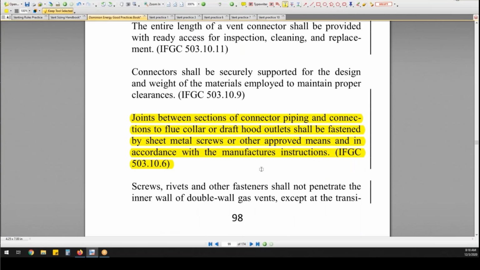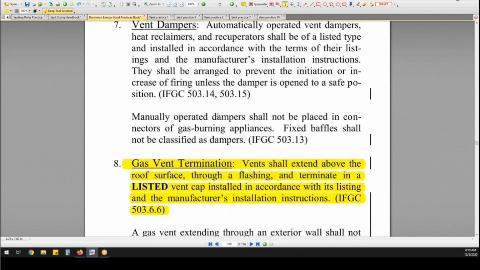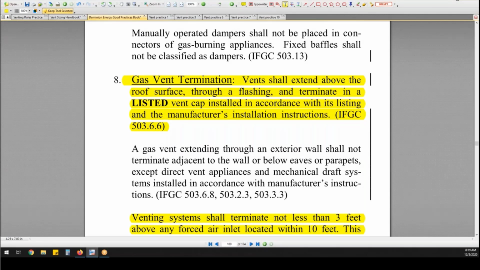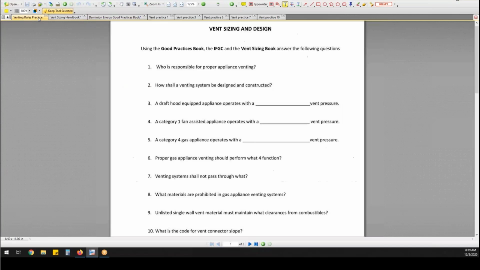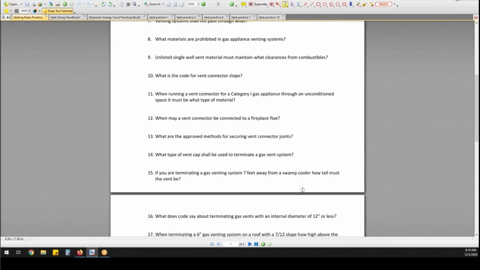13, what'd you come up with on that one, Jordan? Page 94 of good practices. Next one, Jordan, 14, what'd you come up with on that one? Listed vent cap installed in accordance with its listing and manufacturer's instructions, and I found that on page 99 of good practices. All right, okay. I'll have you do 15 and then we'll pick someone else. If you're terminating a gas venting system 7 feet away from a swamp cooler, how tall must it be to vent?